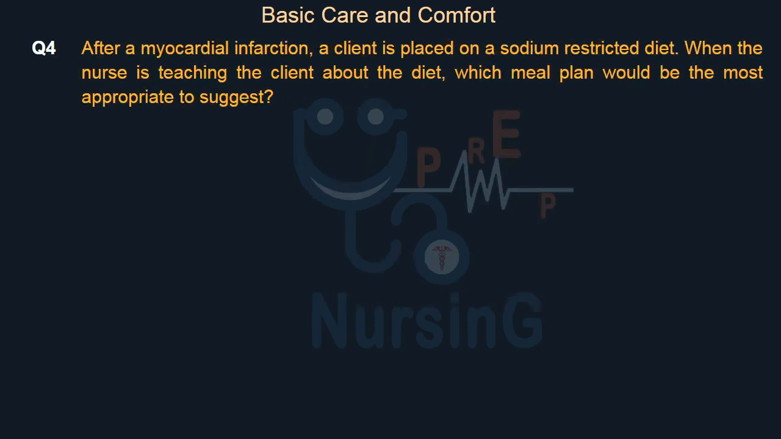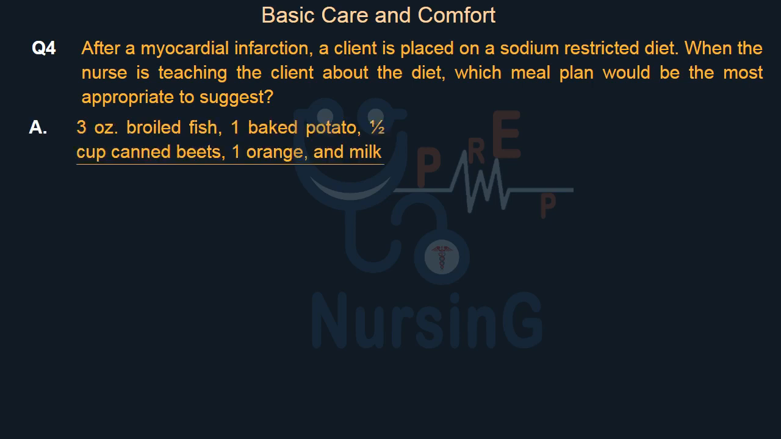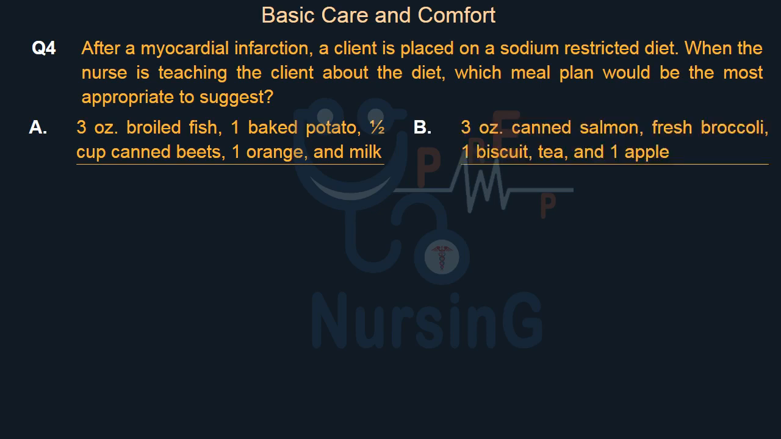After a myocardial infarction, a client is placed on a sodium-restricted diet. When the nurse is teaching the client about the diet, which meal plan would be the most appropriate to suggest? Option A. 3 ounces broiled fish, 1 baked potato, half cup canned beets, 1 orange, and milk. Option B. 3 ounces canned salmon, fresh broccoli, 1 biscuit, tea, and 1 apple.